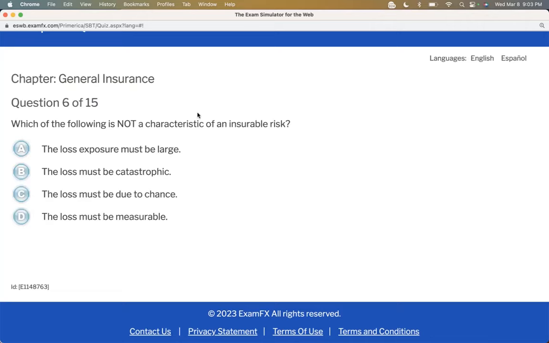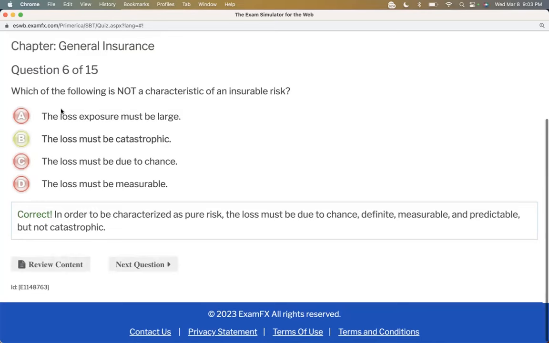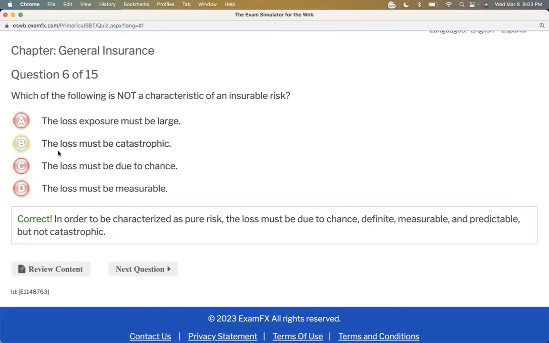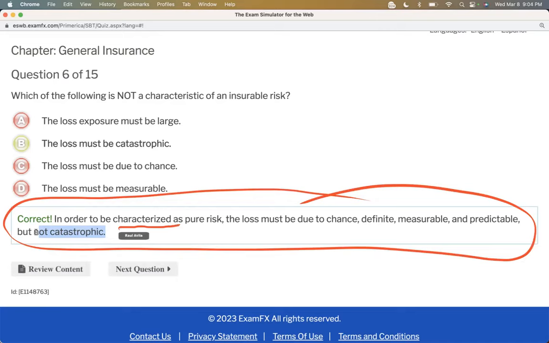Which of the following is not a characteristic of insurable risk? Due to chance, the loss must be measurable, the exposure must be large, the loss must be definite. B is the opposite. All four of them are characteristics, but B is wrong. The loss must not be catastrophic, and that's what makes it wrong. See that? Yes. Measurable, definite, predictable, but not catastrophic. It's right here at the end. Not catastrophic. Just remember this right here. Those are all the characteristics of pure risk. All right.